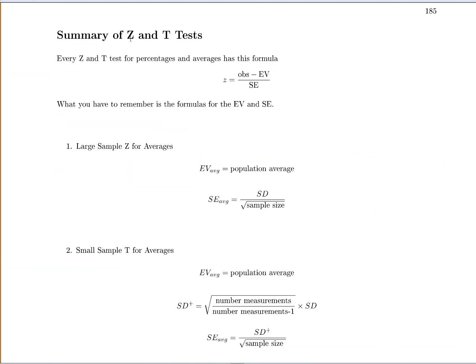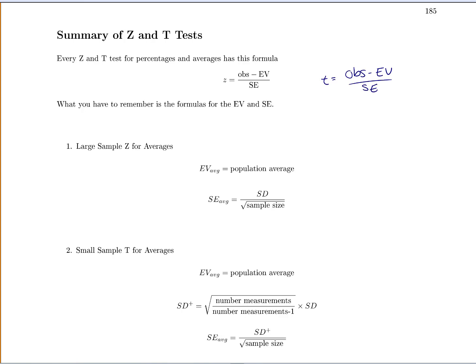Let's go to the summary of our Z and T tests. So every Z and T test for percentages and averages has this formula. Z equals observed minus expected value over standard error. So we've gone through a 1 sample Z test, we've gone through 2 sample Z tests, and we've done that for averages and percentages. We've also done a T test. Now I say every test has that formula, and it's either Z equals observed minus expected over standard error, or for our 1 sample T test, it's going to be observed minus expected value over standard error.